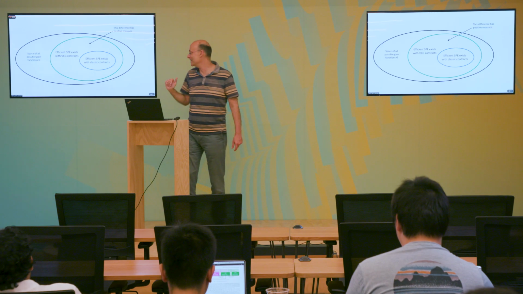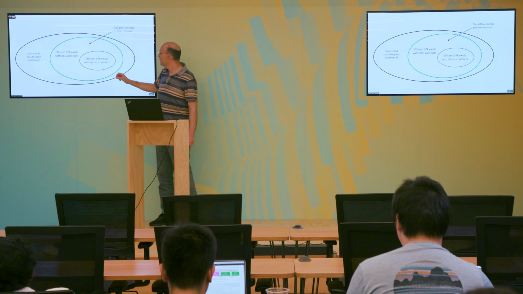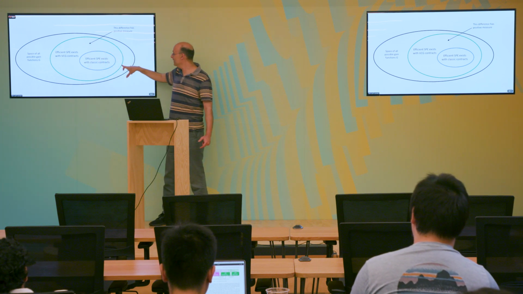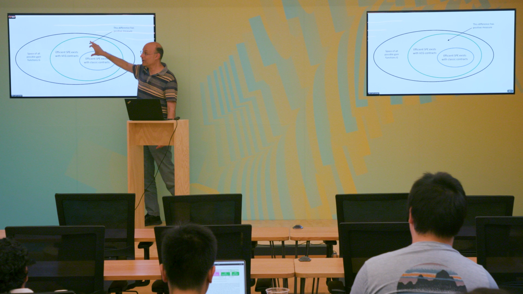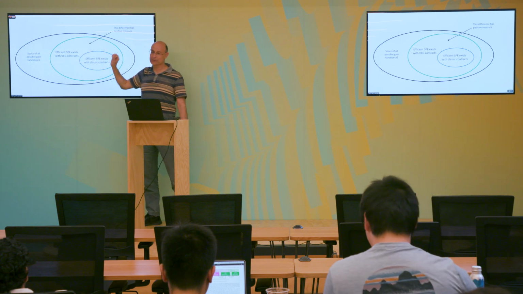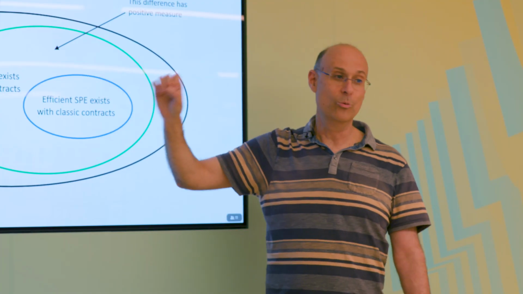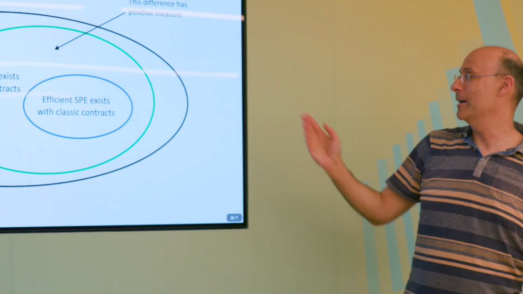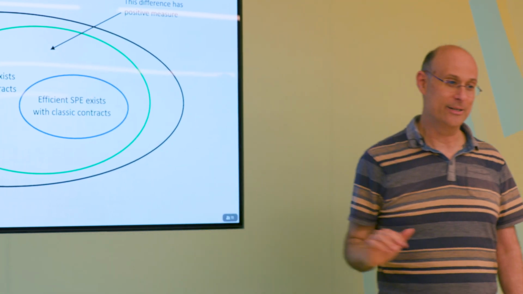Efficient equilibrium when you have classic contracts. In the green circle, these are all the gain functions where you have efficient equilibrium with VCG contracts. And there could be other cases as well.